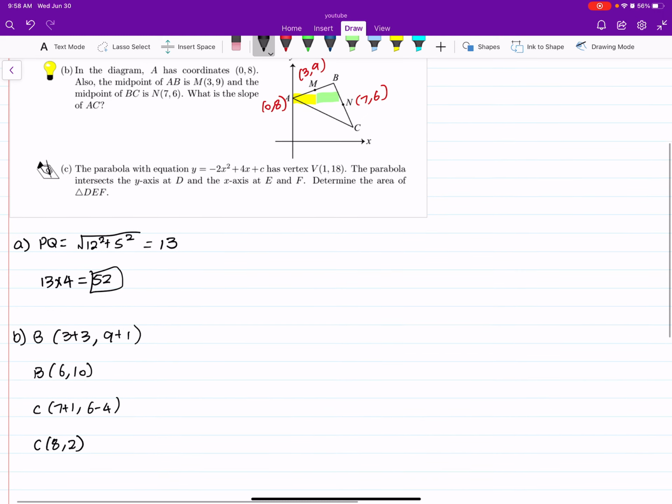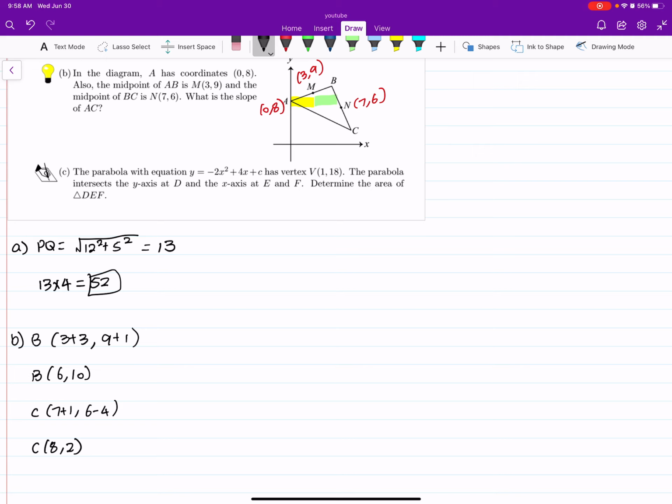Now, using the coordinates of A and C, we can find the slope of AC. So for A, we have (0, 8). And C, we have (8, 2). So slope is equal to the change in y over the change in x. So we have (8 minus 2) over negative 8, which is equal to negative 3 over 4. So that's the slope for AC.